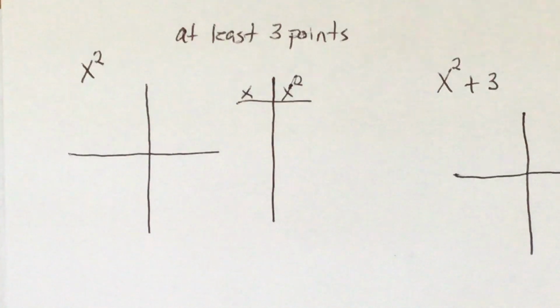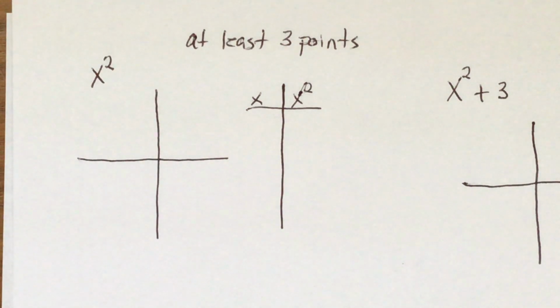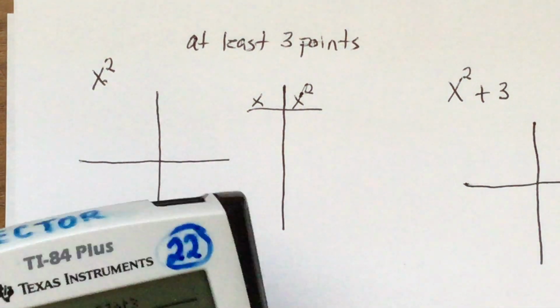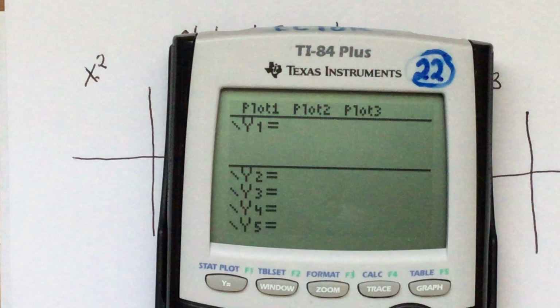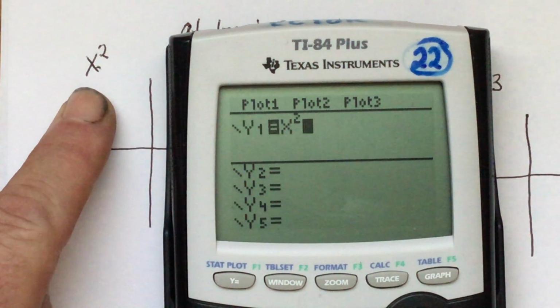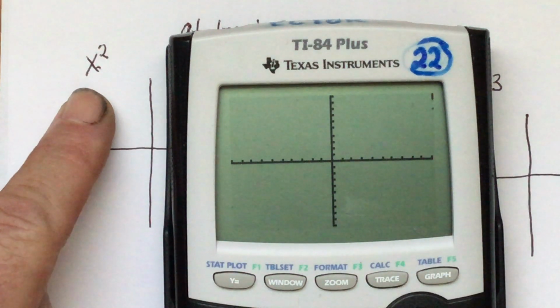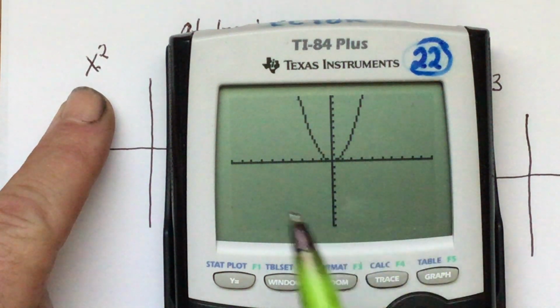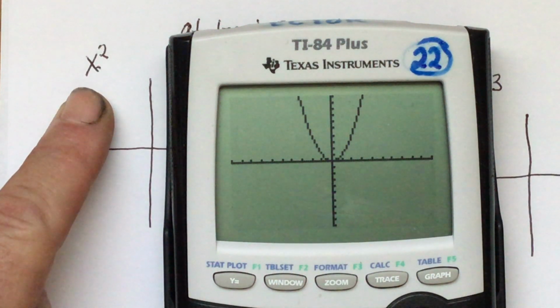And we're going to use our calculator to get these points and to give us an idea of the way that the graph is supposed to look. Now, I already know what this looks like, but just to show you, go to y equals, you type it in just like that, x squared. Now push graph. If you'll take a look, here's the U shape. These will all make U shapes.